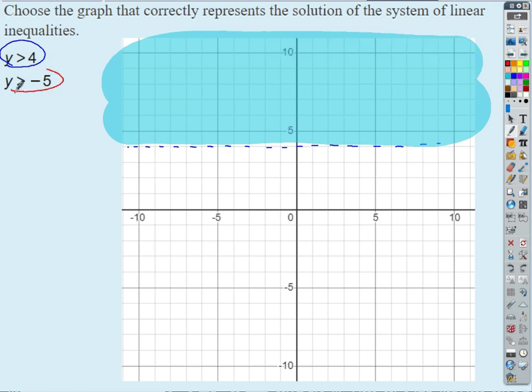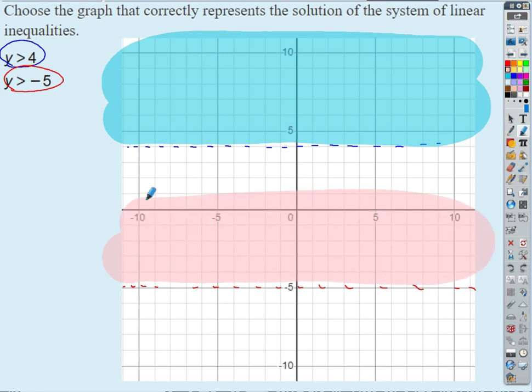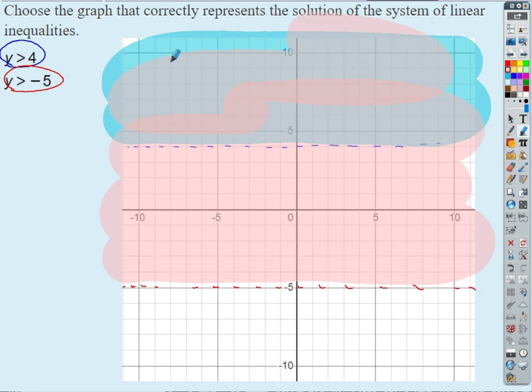Okay, this one, where's the boundary line? And it's dashed or solid? And I'm shading above. So where's the overlapping region? Okay, so it's everything just above the top boundary line, right? Okay, you get the idea?